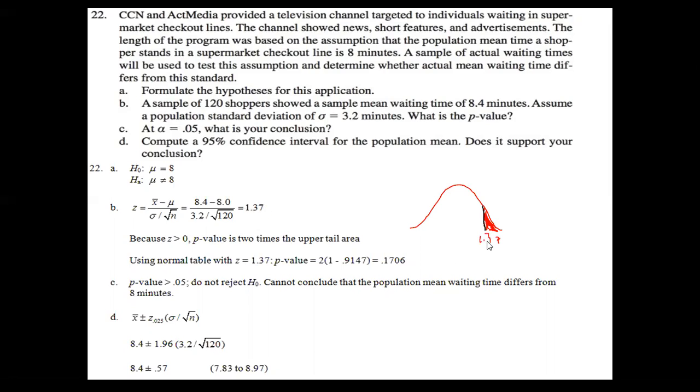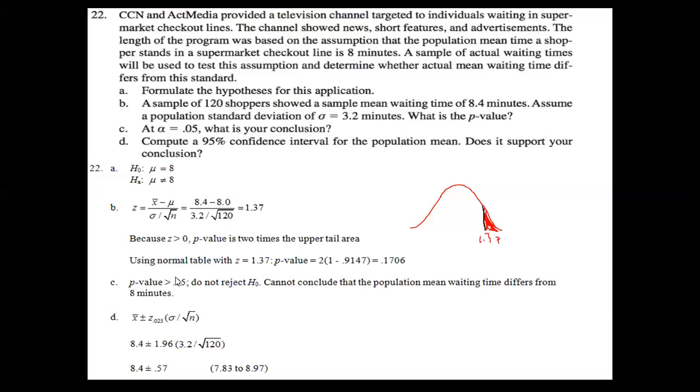All right, so that's going to be up here. Now, because z is greater than 0 and this is a two-tailed test, we're going to have to take 2 times the upper tail area. So using our normal table again with z equals 1.37, that gives us 0.9147. So if we take 1 minus that value times 2, we get 0.1706 for our p-value. Now that p-value is greater than our alpha value of 0.05, so we do not reject H0. So we cannot conclude that the population mean waiting time differs from 8 minutes in this case.